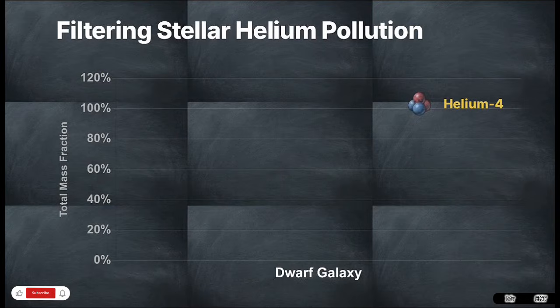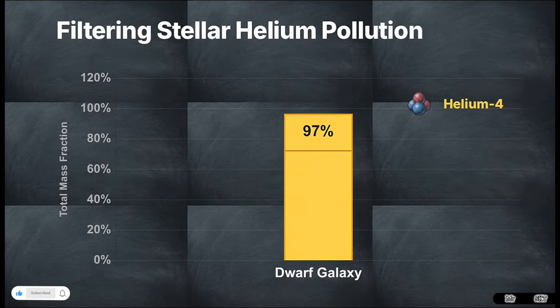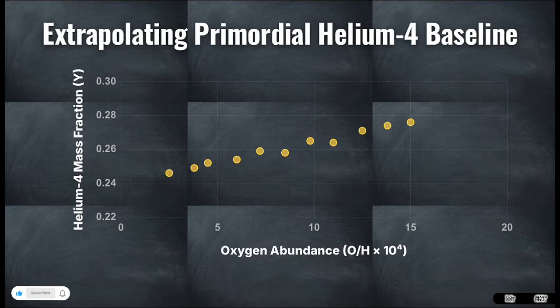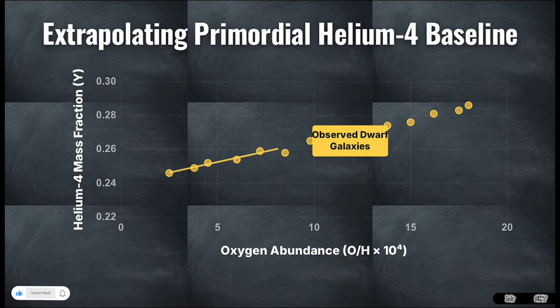Astronomers look inside low-metallicity dwarf galaxies, like Zwicky 18. These are primitive, oxygen-poor environments, making them ideal laboratories for analyzing the early cosmos. By focusing on these galaxies, researchers can measure the abundance of helium-4. However, they must account for any helium-4 produced by recent stellar activity.